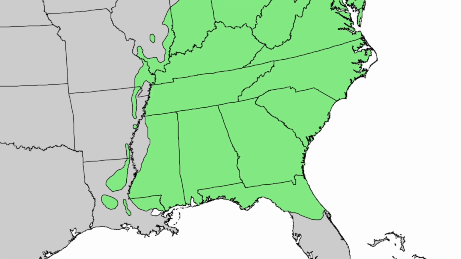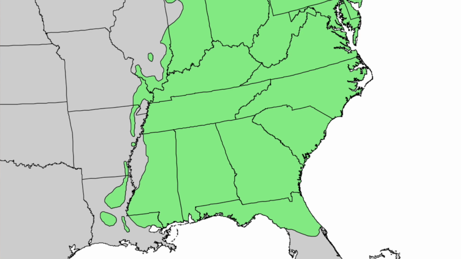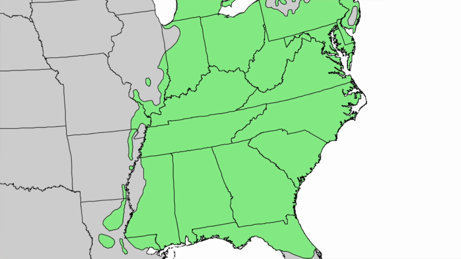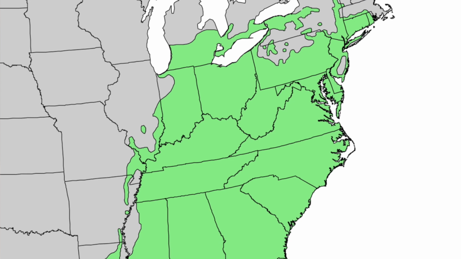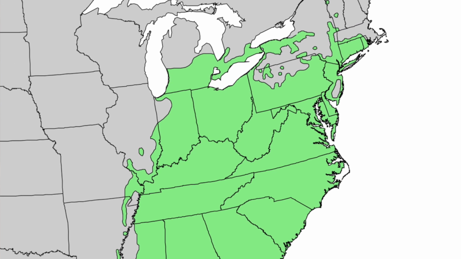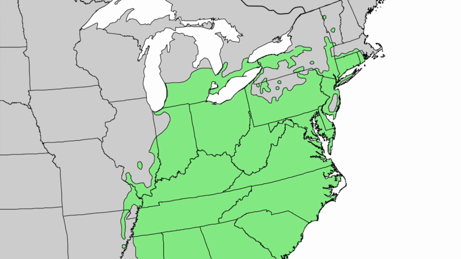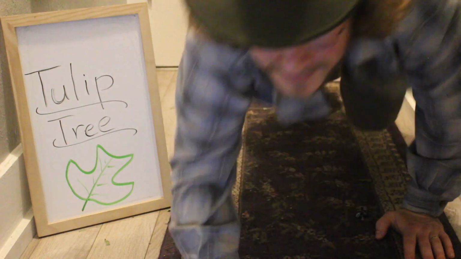Today, I'm filming in northern Kentucky, and that's about the center of this tree's range. It occurs down into the southern states from Florida all the way west to Louisiana, and also up into the northeast and southern parts of Canada around the Great Lakes. So now that you know where to find it in its natural habitat, we're going to look at how you identify it once you get there.